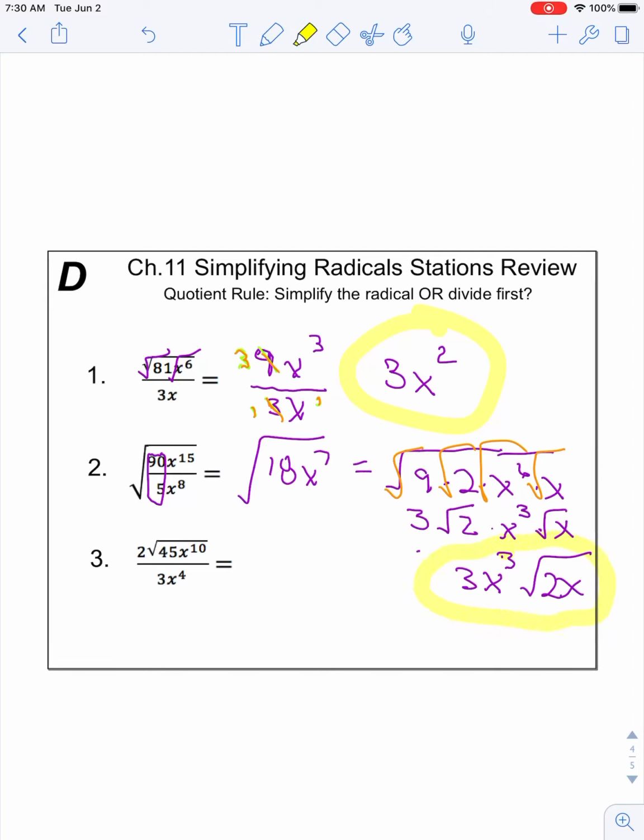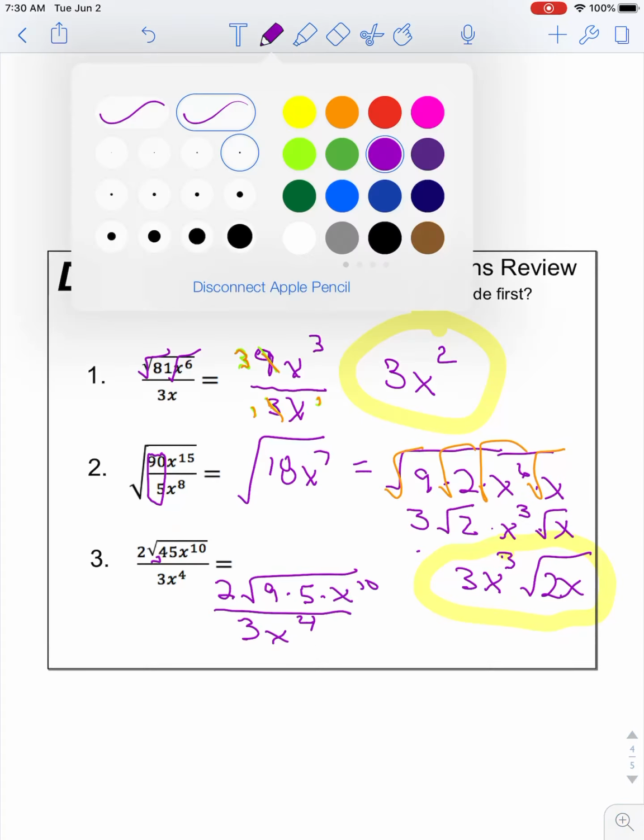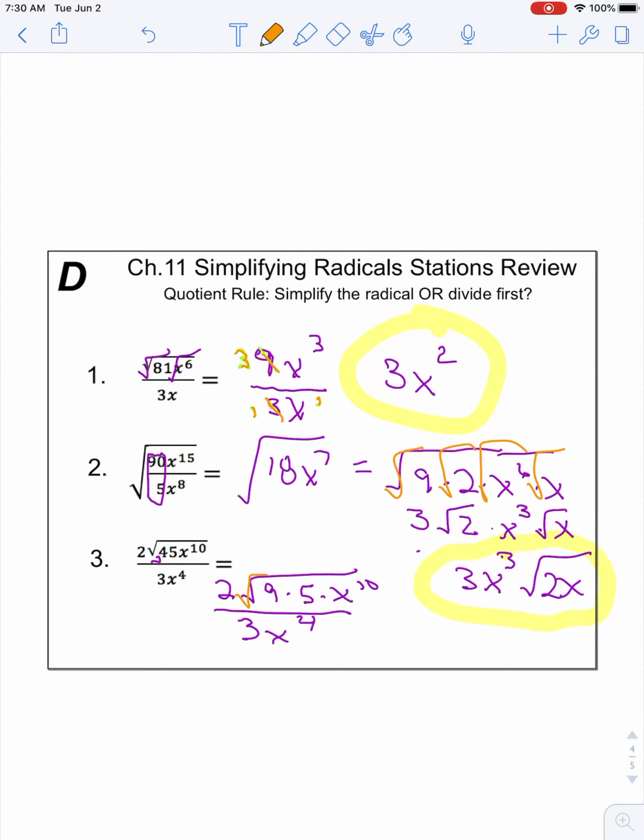So there's our answer for number 2 on D. And for question number 3, this right here has a perfect square. So this is going to be 2, and then the 45 is 9 times 5. X to the 10th is a perfect square, so we can leave that over 3x to the 4th. So now I'm going to work on that top, the numerator, and take the square root of each piece.